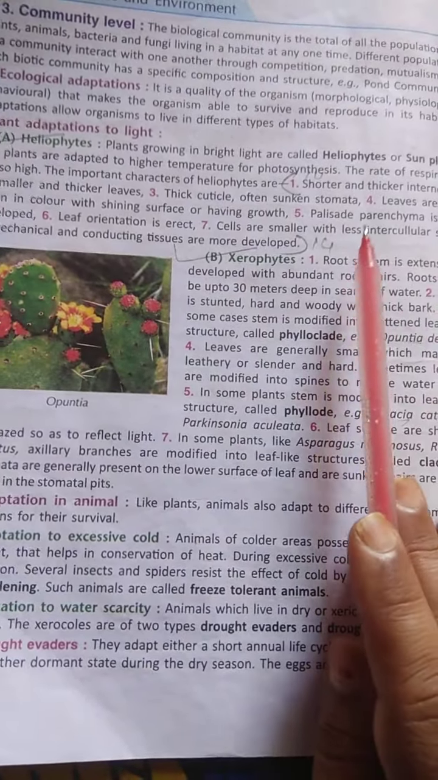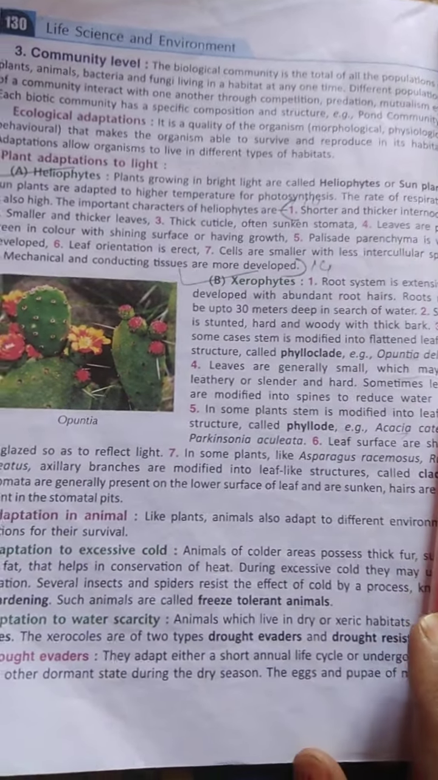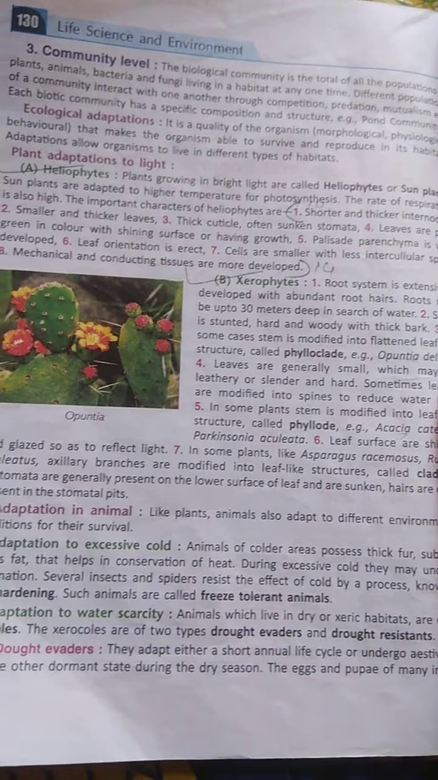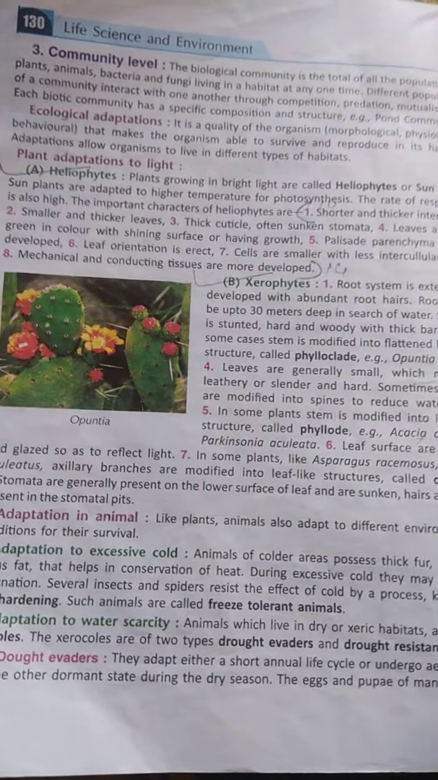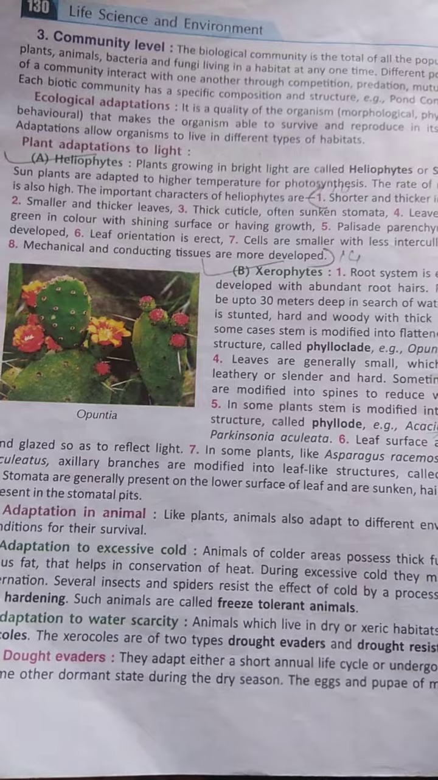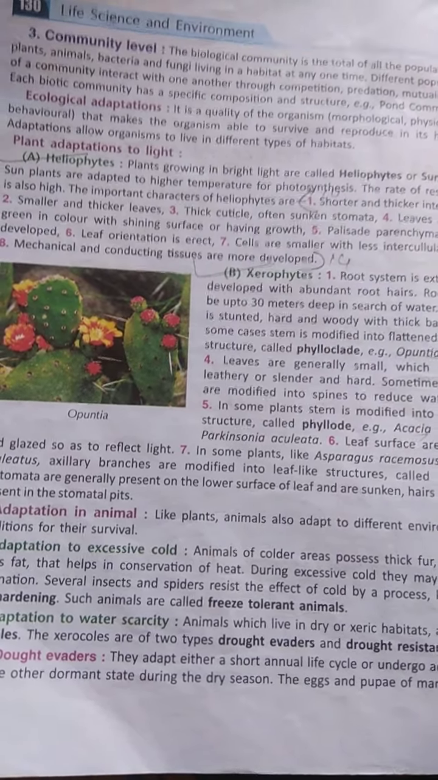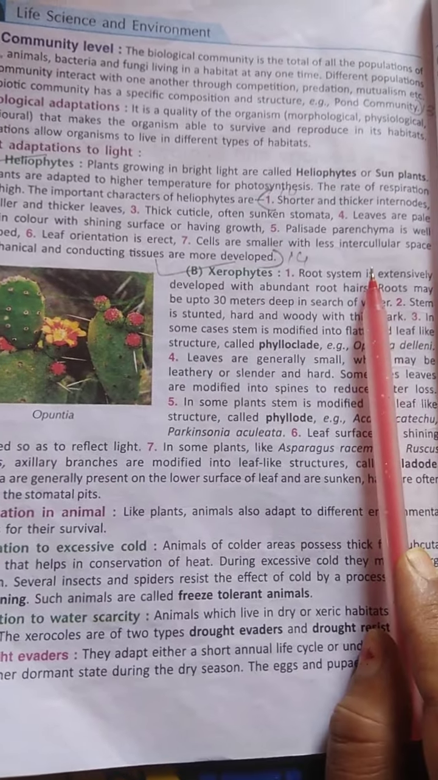Cuticle is present and often sunken stomata is present. Sunken stomata means a rudimentary form, not properly developed stomata, because stomata, as you know, help in gaseous exchange as well as in transpiration. So if properly developed stomata were present, then due to light, what happens? Water would be removed more and more and the plant would die due to loss of excess water. That's why sunken stomata is present.